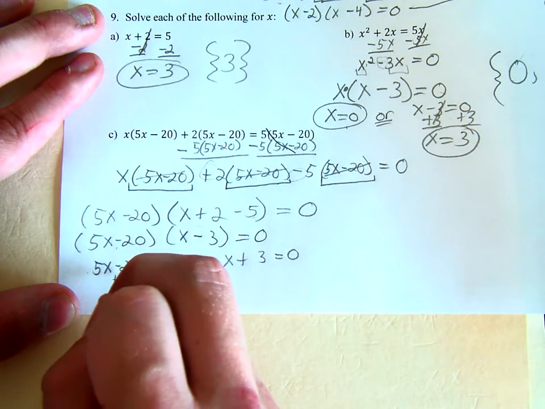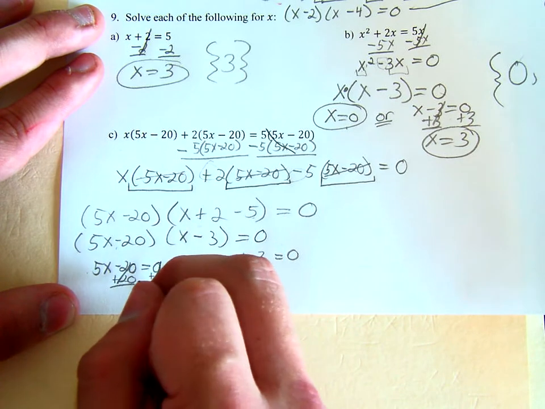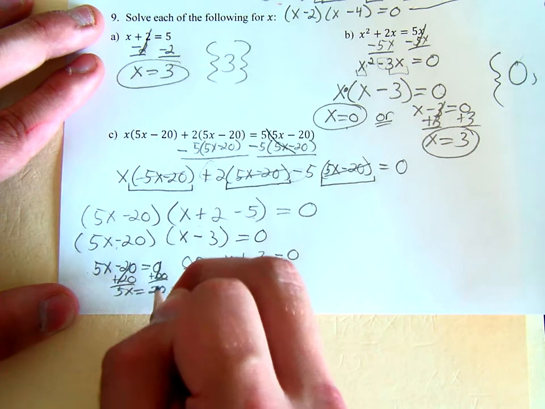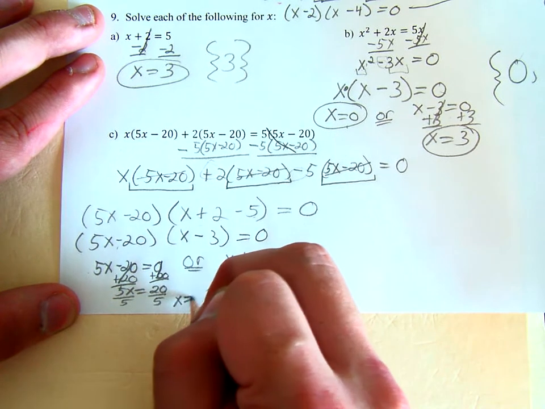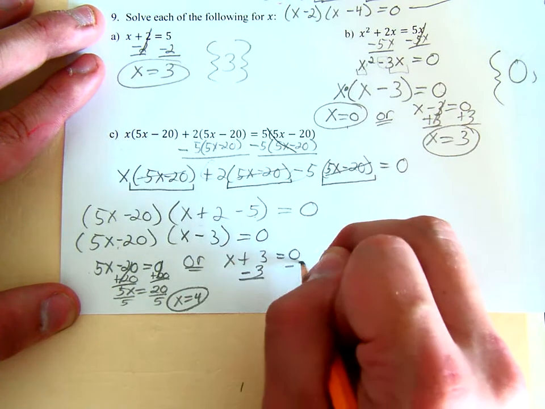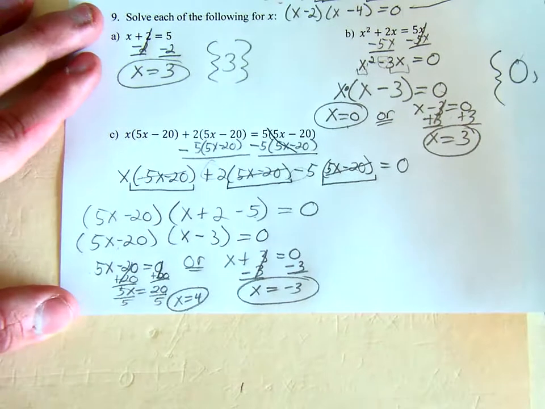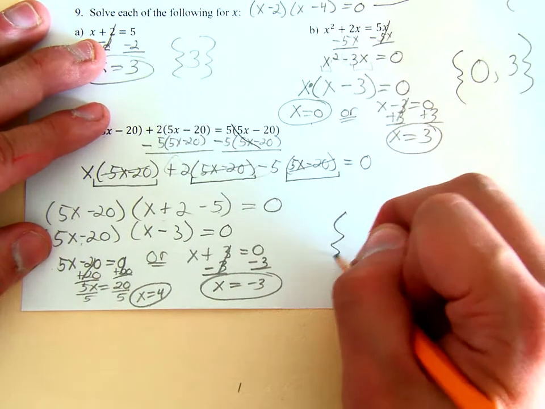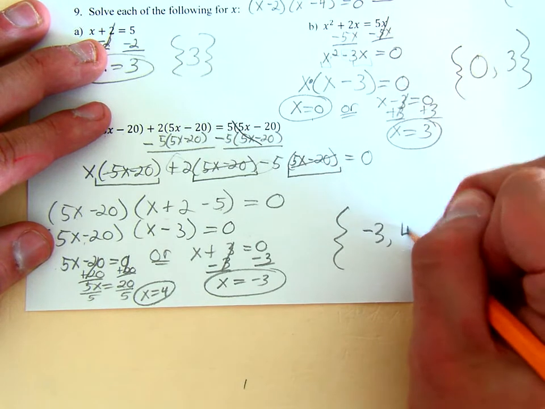So in this case I'm going to add 20. Add 20. So we get that 5x is going to equal 20. Divide by 5. Divide by 5. So I get that x is equal to 4. Here we're going to add 3. Add 3. So we get x is equal to 3. So then looking at this, our solution set is going to be 3, 4.